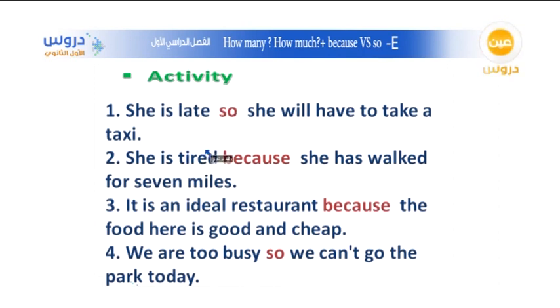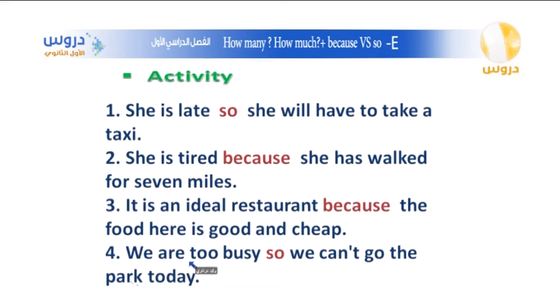It's not fit here. So using the question why is not okay. So this tells you that you have to use so, to give you the cause. Number 3, it is an ideal restaurant because the food here is good and cheap. It is an ideal restaurant. Why? Because the food here is good and cheap.